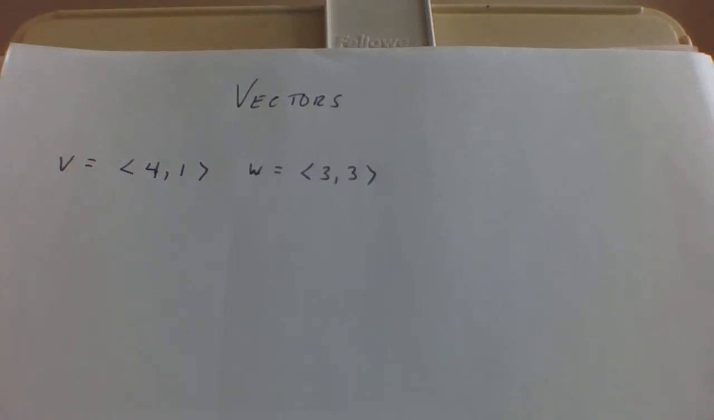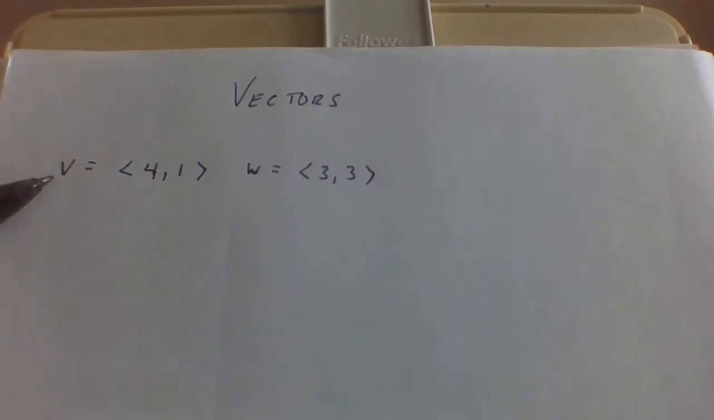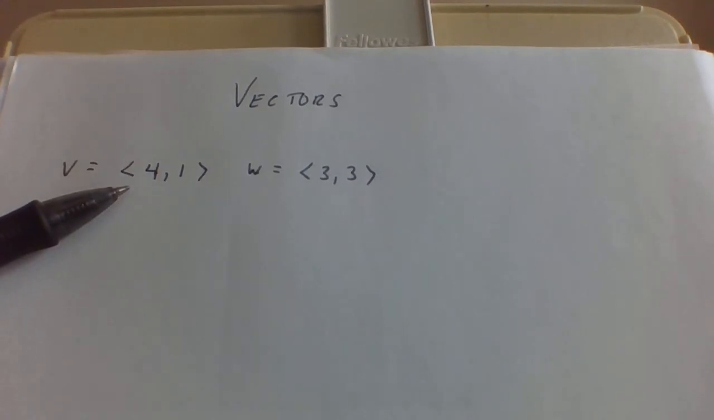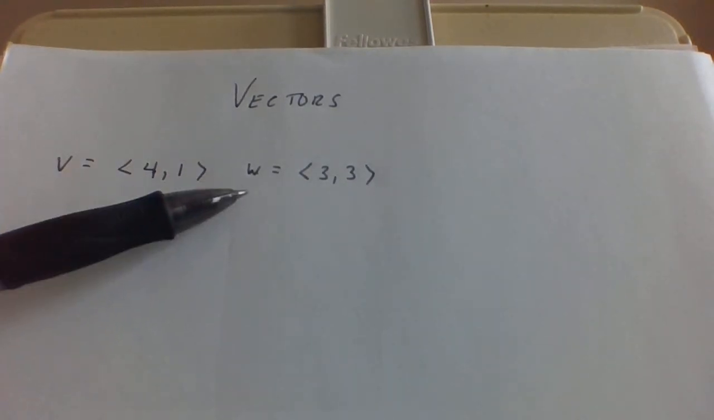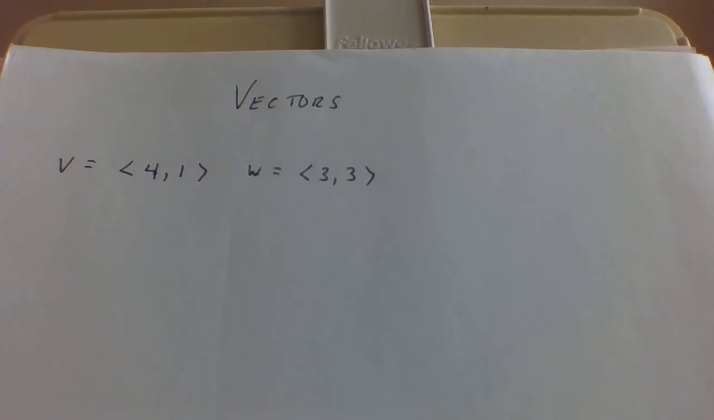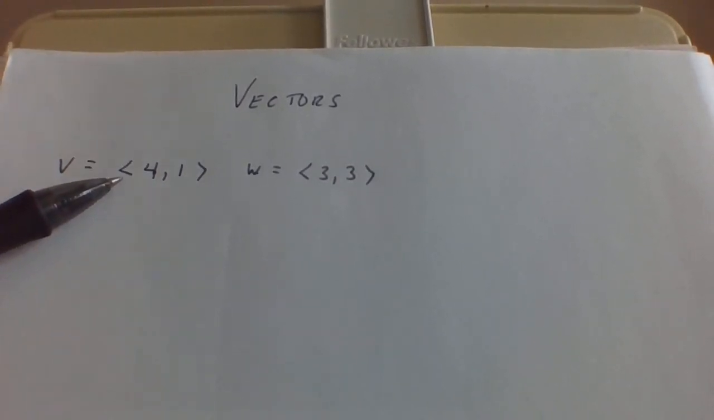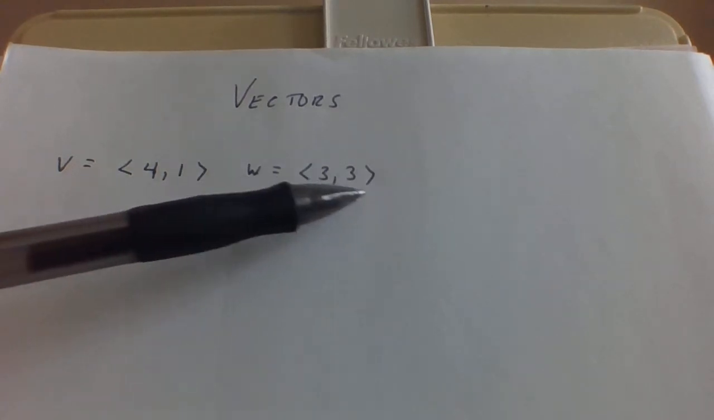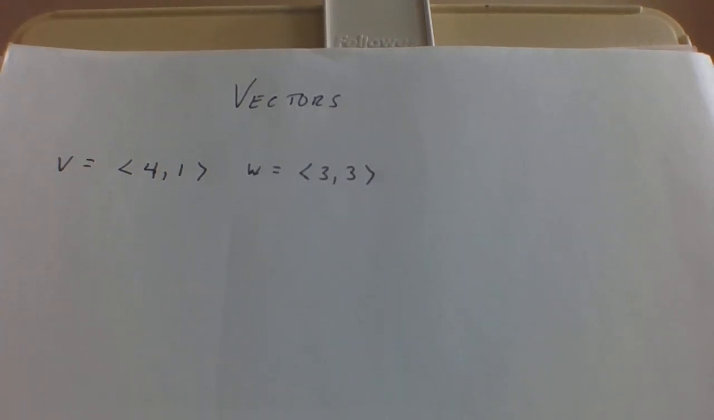Let's take a look at vectors, and let's start talking about some basic notation first. We're going to be taking a look at vector v, which is going to be ⟨4, 1⟩, and vector w, which is going to be ⟨3, 3⟩. You're going to notice that our notation here, we have pointed brackets that are going to be used to designate a vector.